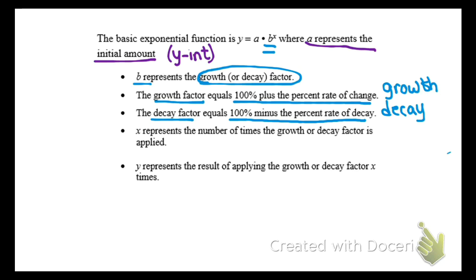X will represent the number of times the growth or decay factor is applied, and y will represent the result of applying the growth or the decay factor that many times. Okay? So your x usually is time in a real world situation. Okay? And then y will represent your total or whatever that represents.